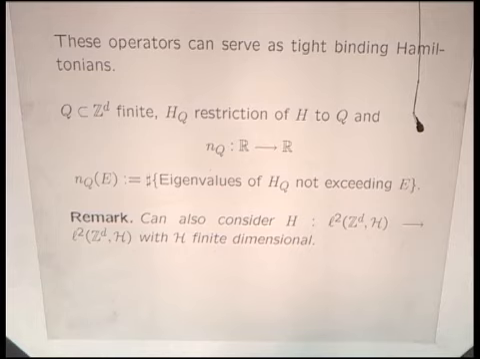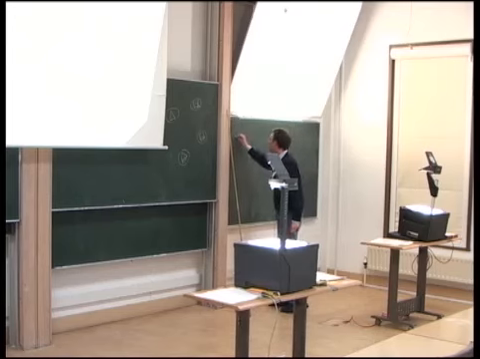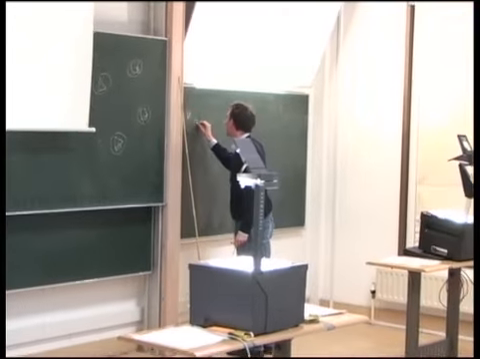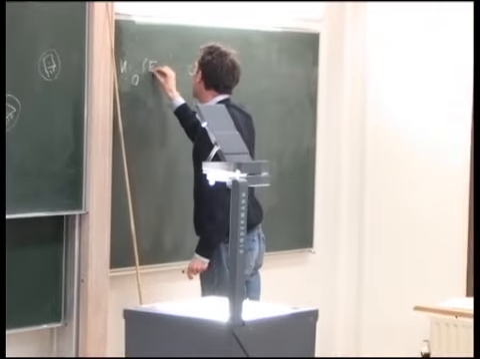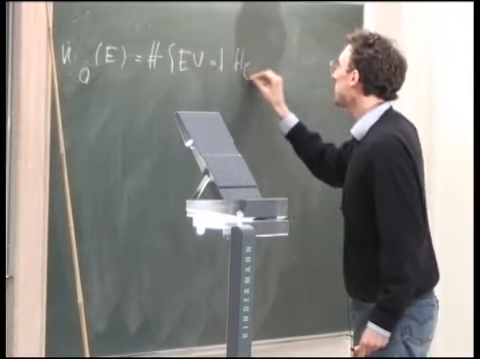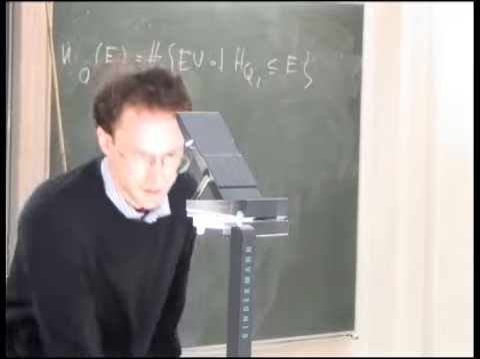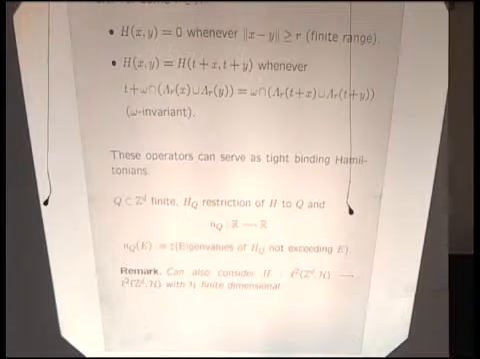So given this H_Q, which is an operator on a finite dimensional space, we have the eigenvalue counting function N_Q, which goes as follows. N_Q of E is the number of eigenvalues of H_Q which are less or equal to E. Right? So we have a finite dimensional space, so we can do this. This is our eigenvalue counting function.